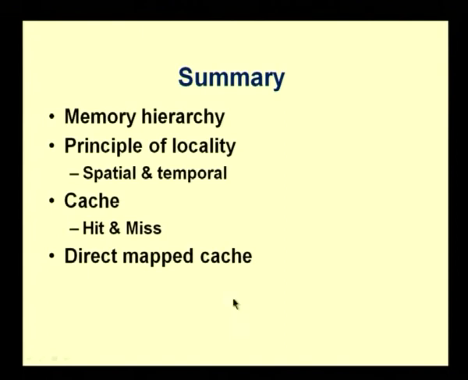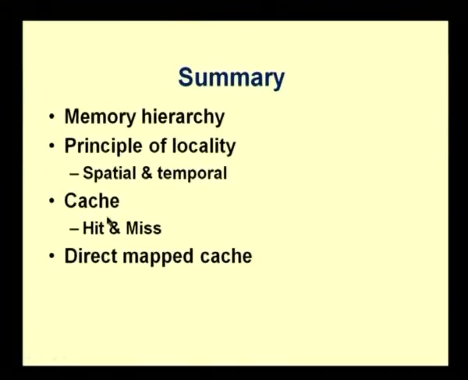To summarize, what we've looked at today is the idea of the memory hierarchy, and most importantly we looked at the principle of locality. We talked about spatial locality and temporal locality. Spatial locality is the fact that if a memory location is accessed, one which is next to that is going to get accessed immediately. Temporal is that the same location is likely to be accessed frequently. Then we talked about the idea of the cache, which is a fast memory unit, and we talked about a hit in the cache and a miss in the cache and what happens in these 2 cases. Then we looked at one particular organization of the cache called the direct mapped cache.